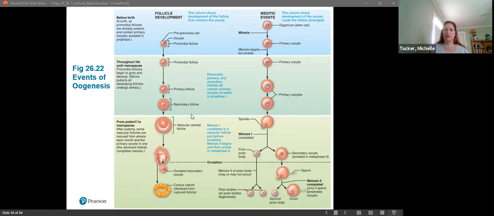The two primary cell types are going to be the oocyte, which contains the genetic material, and then the granulosa cells, which are going to produce hormones. There are also cells called theca cells that we mentioned in your book that also produce hormones.